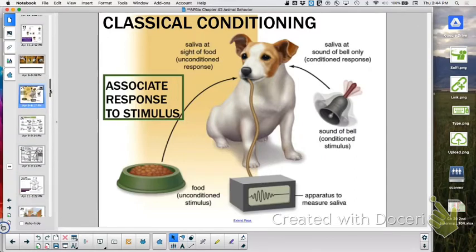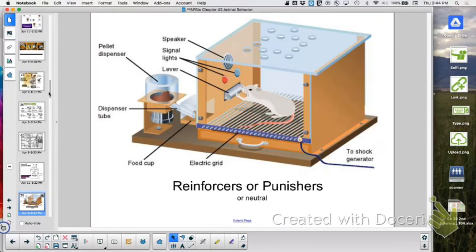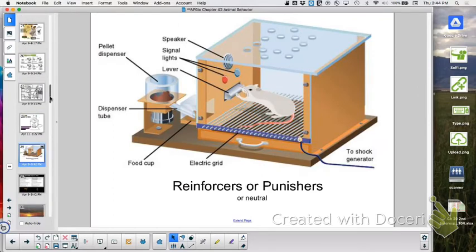Operant conditioning, like we talked about, is where you perform some task and you either get a reward or a punishment. You're going to get an electric shock or you're going to get some reward with food.